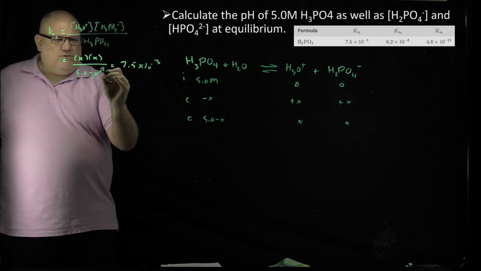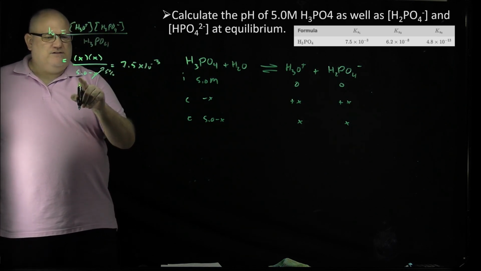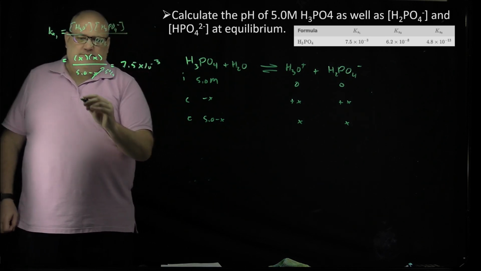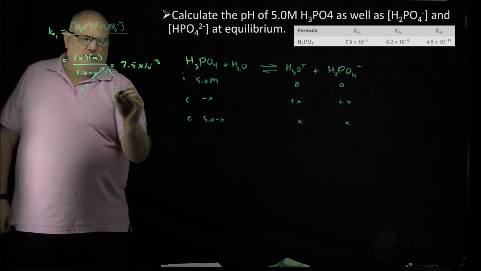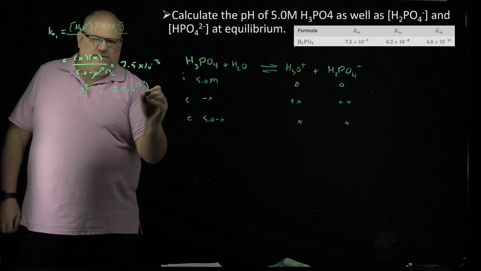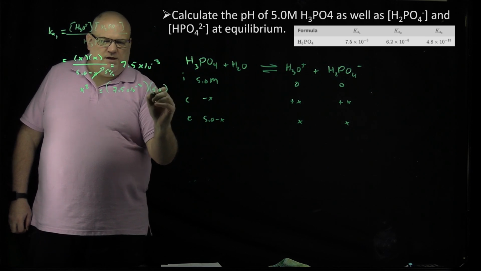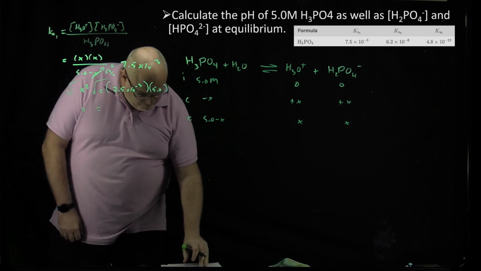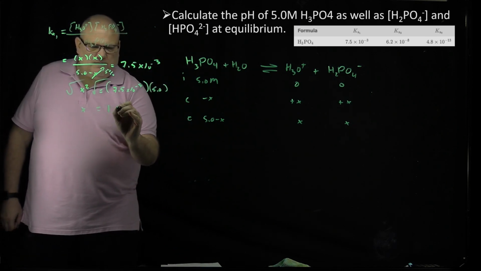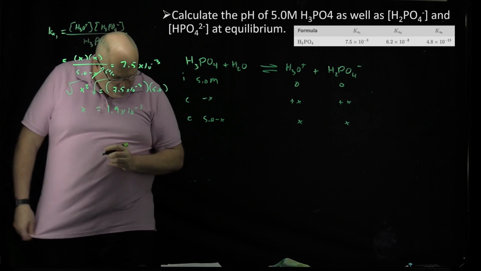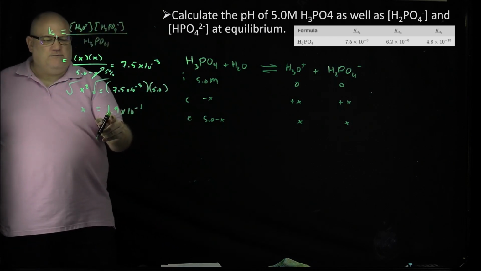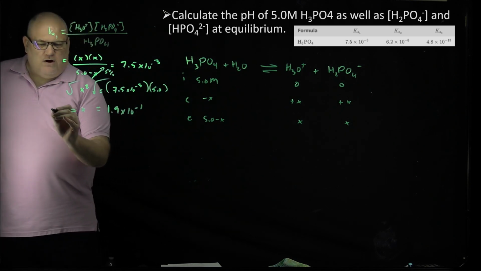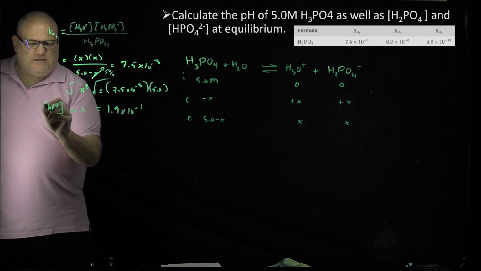We're going to use the 5% rule here, so we don't have to worry about it. And then when we do the math, 5.0 times 7.5 is going to be equal to x squared. So x squared is equal to 7.5 times 10 to the negative 3, all times 5.0. If we take the square root of both sides, we're going to end up with x equal to, and I've done the math in advance, 1.9 times 10 to the negative 1. Now, if you are a purist and you hate writing exponents, you could shift it over and write 0.19. And that x is equal to our H plus, or H3O plus, concentration.